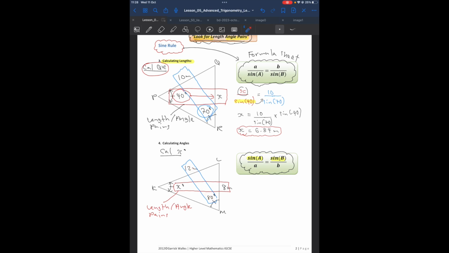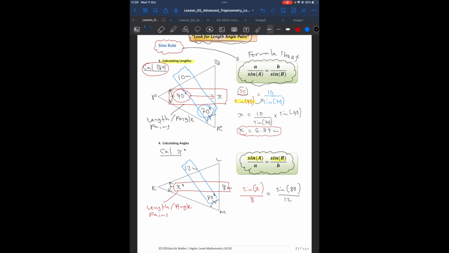So we put the length angle pairs into the sine formula. Remember, we have the angles on top, so if we look at the red length angle pair, we've got sine A over little a, so it'll be sine x over 8 meters as the first part of our formula. So we'll have sine x over 8. That's one of our length angle pairs. And that's going to be equal to the other length angle pair, which is the 80 degrees and the 12 meters. So on the right, we're going to have sine 80 over 12. And that's the application of the sine rule.